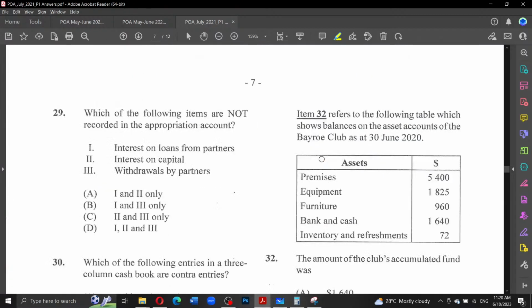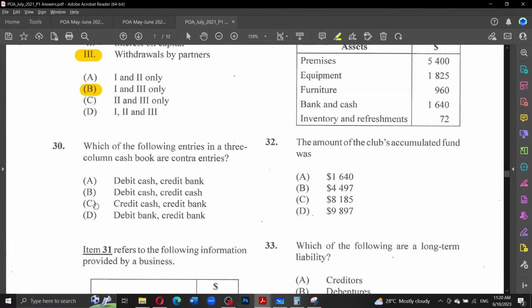Which of the following items are not recorded in the appropriation account? Interest on loan from partners will go in the income statement, not the appropriation account. Interest on capital will go in the appropriation account. Withdrawals from partners will go in a separate ledger account. So 1 and 3 are not recorded in the appropriation account.